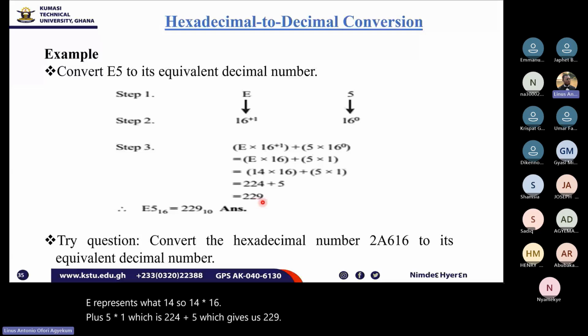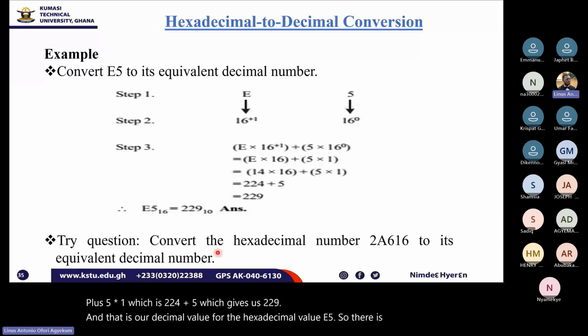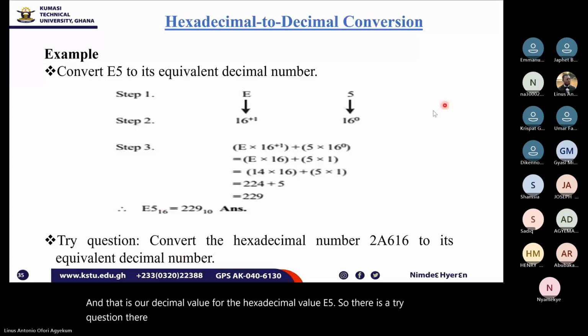And that is our decimal value for the hexadecimal value E5. So there is a try question there, which you can try your hands on. Convert the hexadecimal number 2A6 base 16 to its equivalent decimal number.